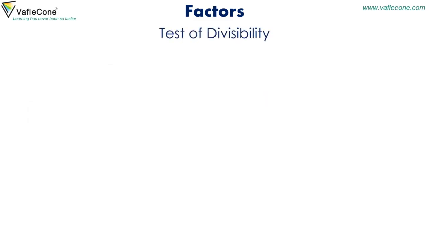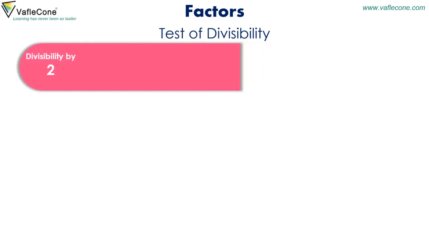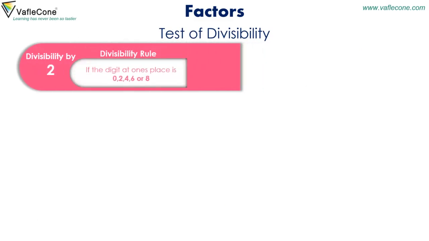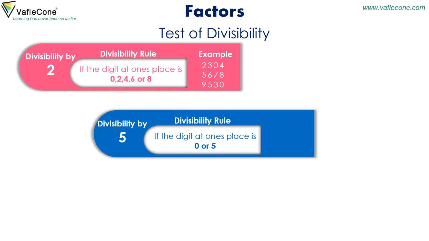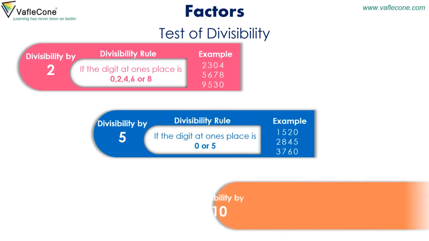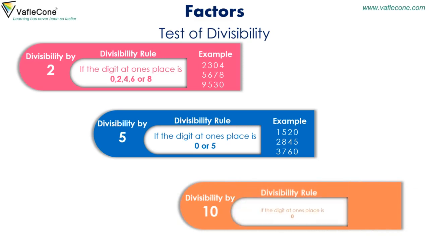Tests of divisibility. Divisibility by 2. Divisibility rule: if the digit at the one's place is 0, 2, 4, 6 or 8, for example 2304, 5678, 9530. Divisibility by 5. Divisibility rule: if the digit at the one's place is 0 or 5, for example 1520, 2845, 3760. Divisibility by 10. Divisibility rule: if the digit at the one's place is 0, for example 2300, 2800, 3700.